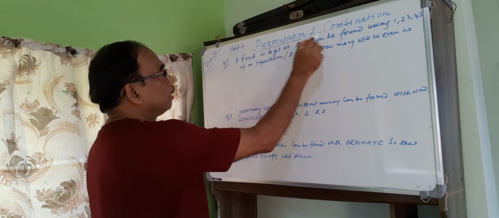And when repetition is allowed: 9, 9, 9, 9. The first letter has 9 options, the second letter also has 9 options, because repetition is allowed. So the total number of ways is 9 into 9 into 9 into 9, equals 6561 ways. Like 81 into 81, 6561 ways.